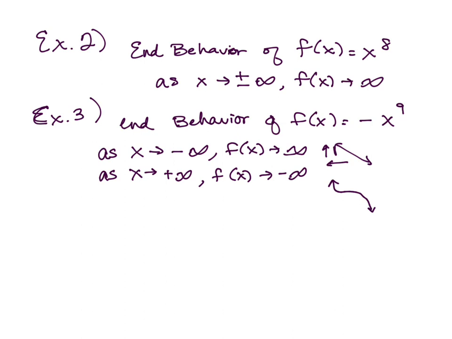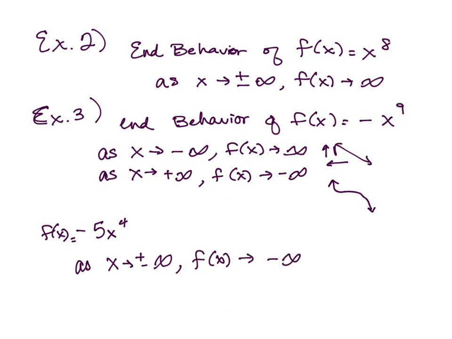Any questions? No? Okay, you got one more in you? How about negative 5x to the fourth? F of x equals negative 5x to the fourth. Both going down? Why? So as x goes to positive or negative infinity, f of x goes to negative infinity. This is the try it.